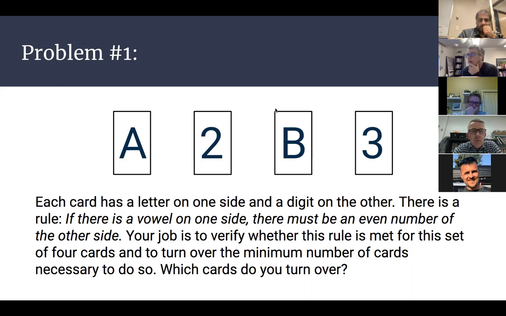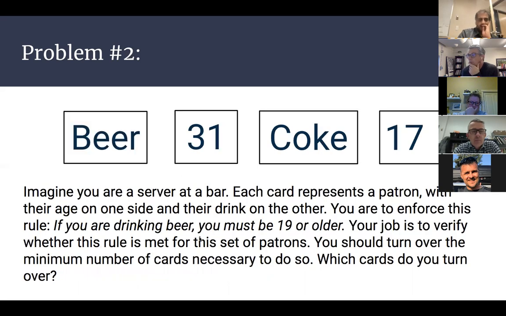Okay, let me give you a second problem. Imagine you are a server at a bar. Each card represents a patron who comes in with an age on one side of the card and their drink on the other. You are to enforce this rule: if you're drinking beer, you have to be 19 or older. Your job is to verify whether this rule is met for this set of patrons. You should turn over the minimum number of cards necessary to do so. Which cards do you turn over?